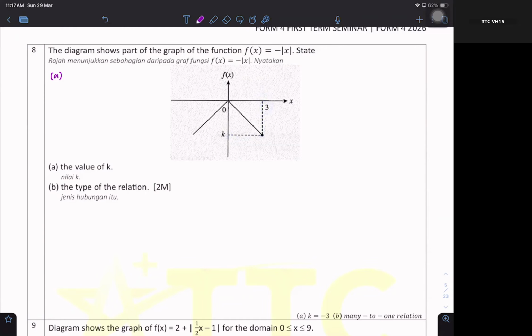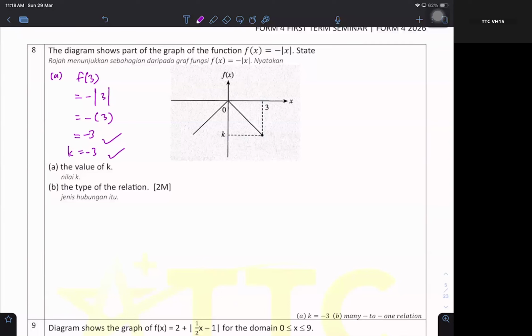So what you do, you do f(3). Understand? Because the x is 3, take the bracket and substitute into the x. So it becomes negative modulus 3. Always substitute into the x, right? That's the very first thing we learn, the most important thing. Then modulus 3 becomes 3, then negative 3. Done. So k is negative 3.